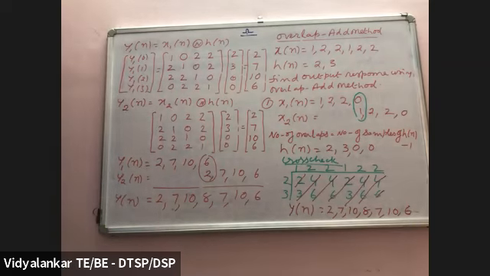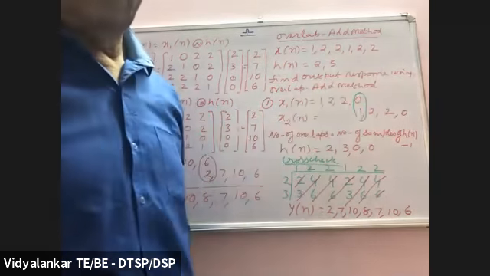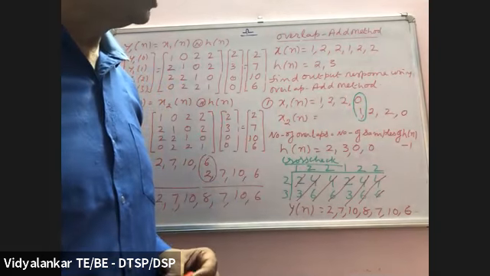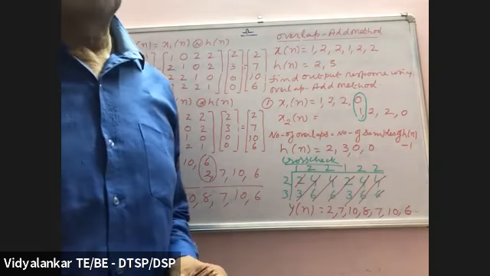So what is written on the right? Find output response, means y of n. Find output response y of n using overlap add method.